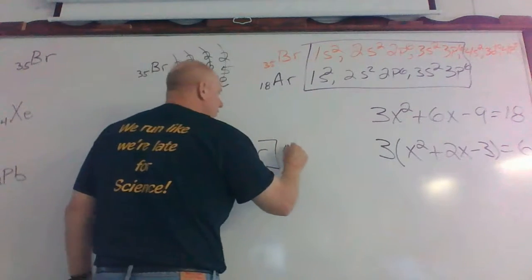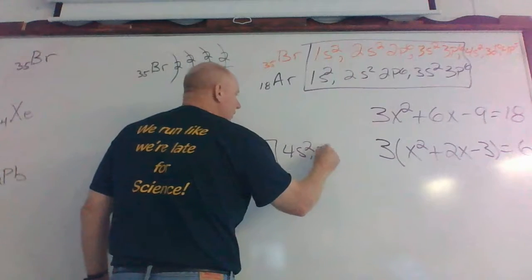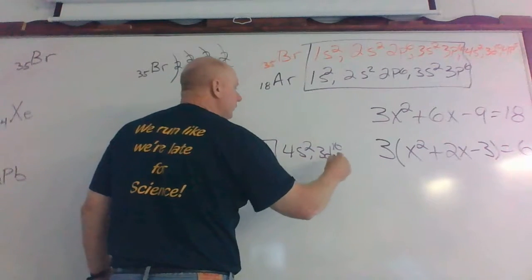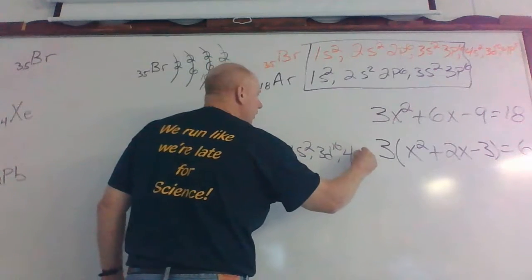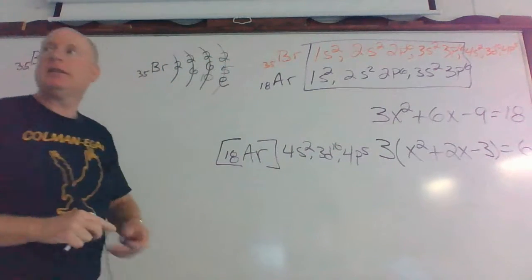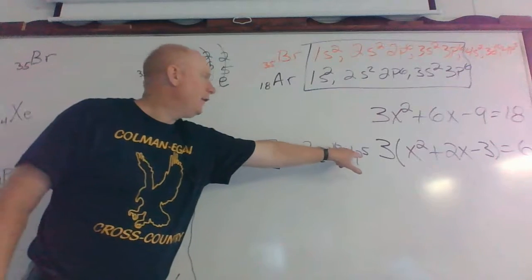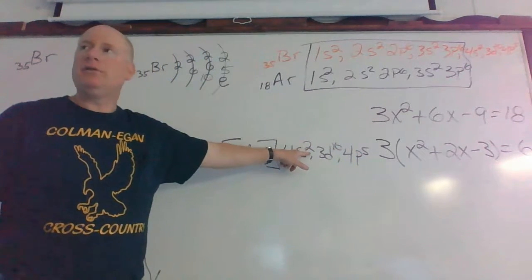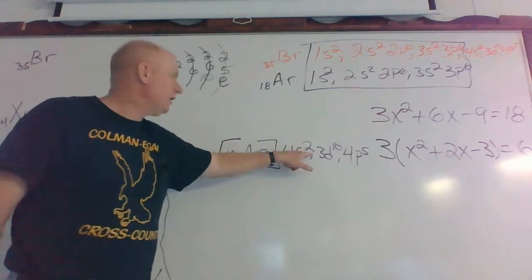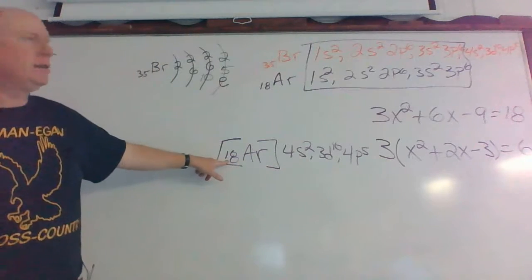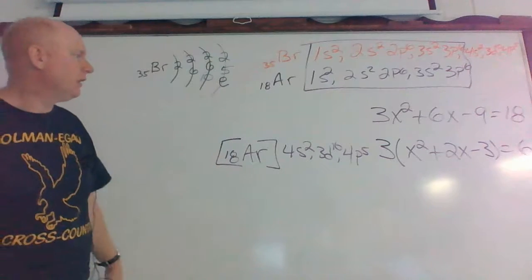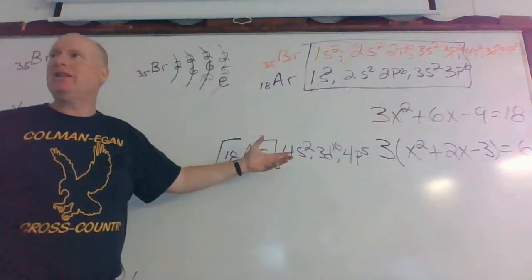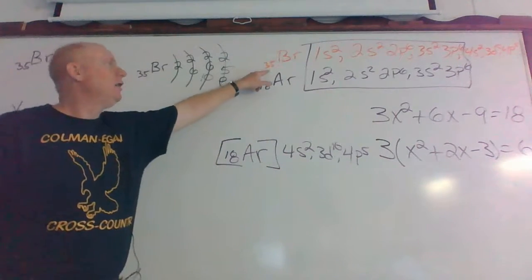Okay, 4s2, 3d10, and 4 what? We can always check that and say, here's 15, and 2 gives you 17. 17 plus 18 gives you what? Okay. 20 and 15 together gives you 35.